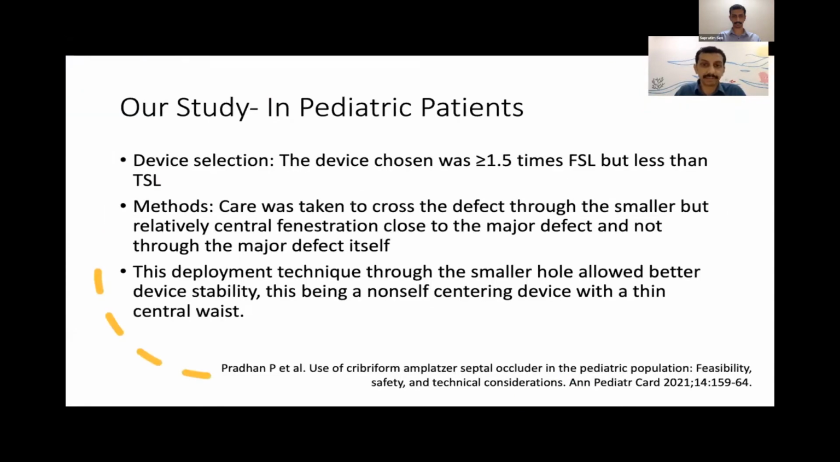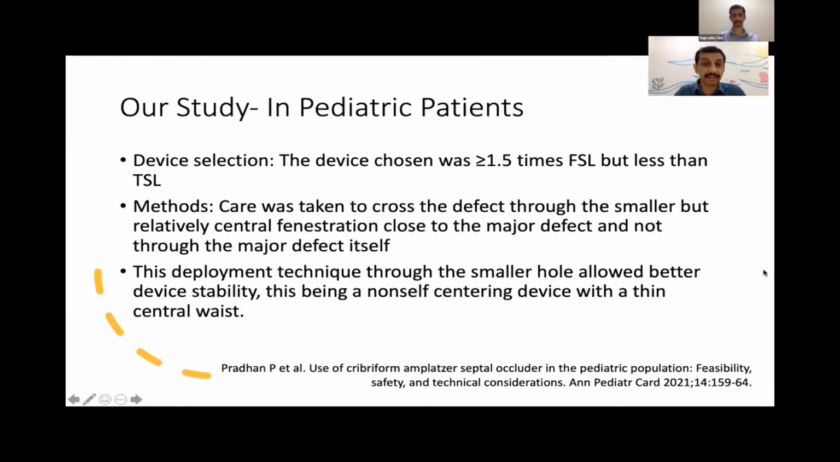In our study, which we published recently, and this was exclusively in pediatric patients, we chose a device which was more than or equal to 1.5 times the fenestrated septal length, but less than the total septal length. Specifically, I would like to stress that in our patients, we chose to cross the defect through a central fenestration, but a relatively smaller fenestration, which was close to the major defect. And this is important, and it varies from the manufacturer recommendations.